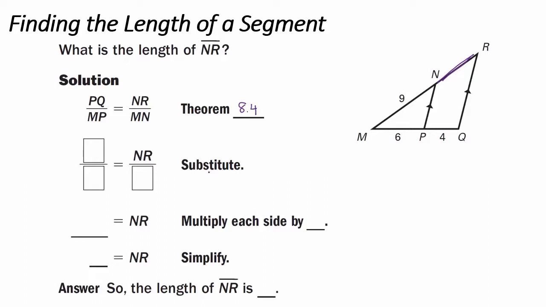Once I write my proportionality statement, then I can just fill it in with the information I know and what I'm trying to find. I know that PQ is 4, I know that MP is 6, NR is what I'm looking for, and I know that MN is 9. Cross multiply, and you get 4 times 9 is equal to 6 times NR. Isolate NR by dividing every side by 6, and so you get 4 times 9, which is 36. Divide that by 6, and we get that our answer for NR is 6. So the length of line segment NR is 6.